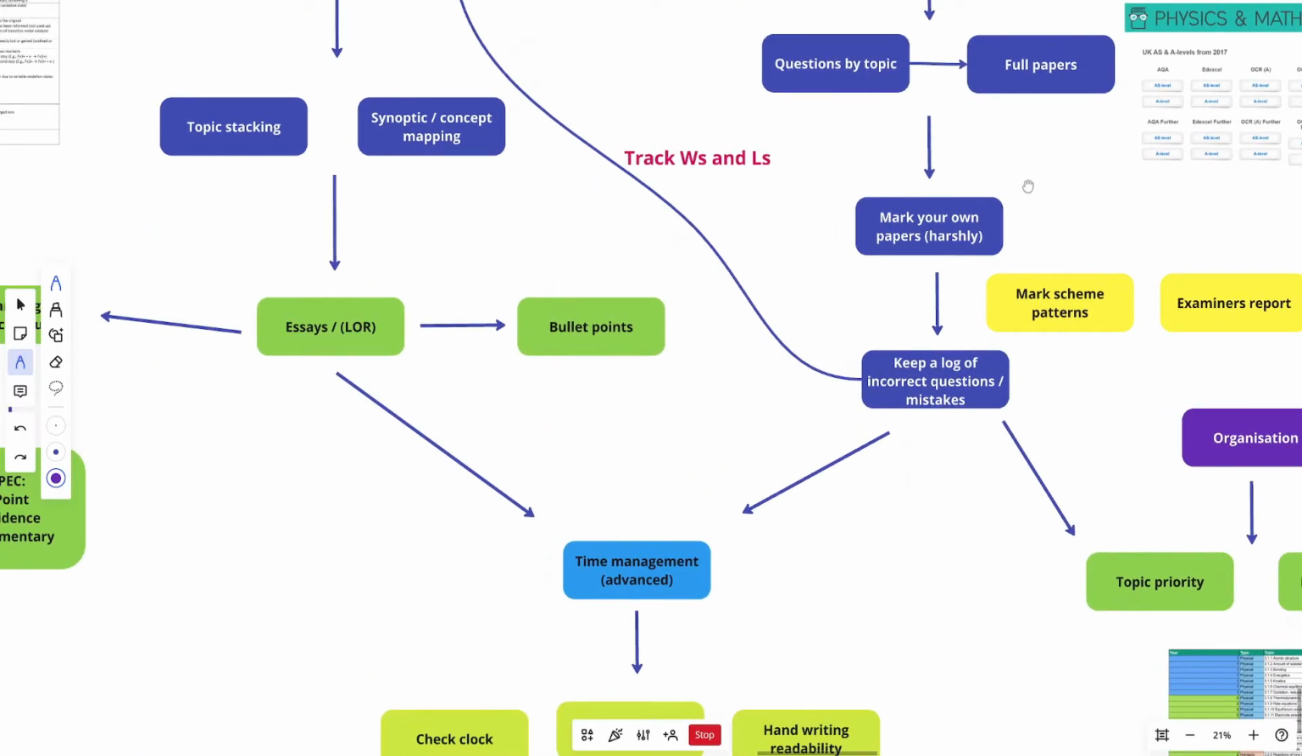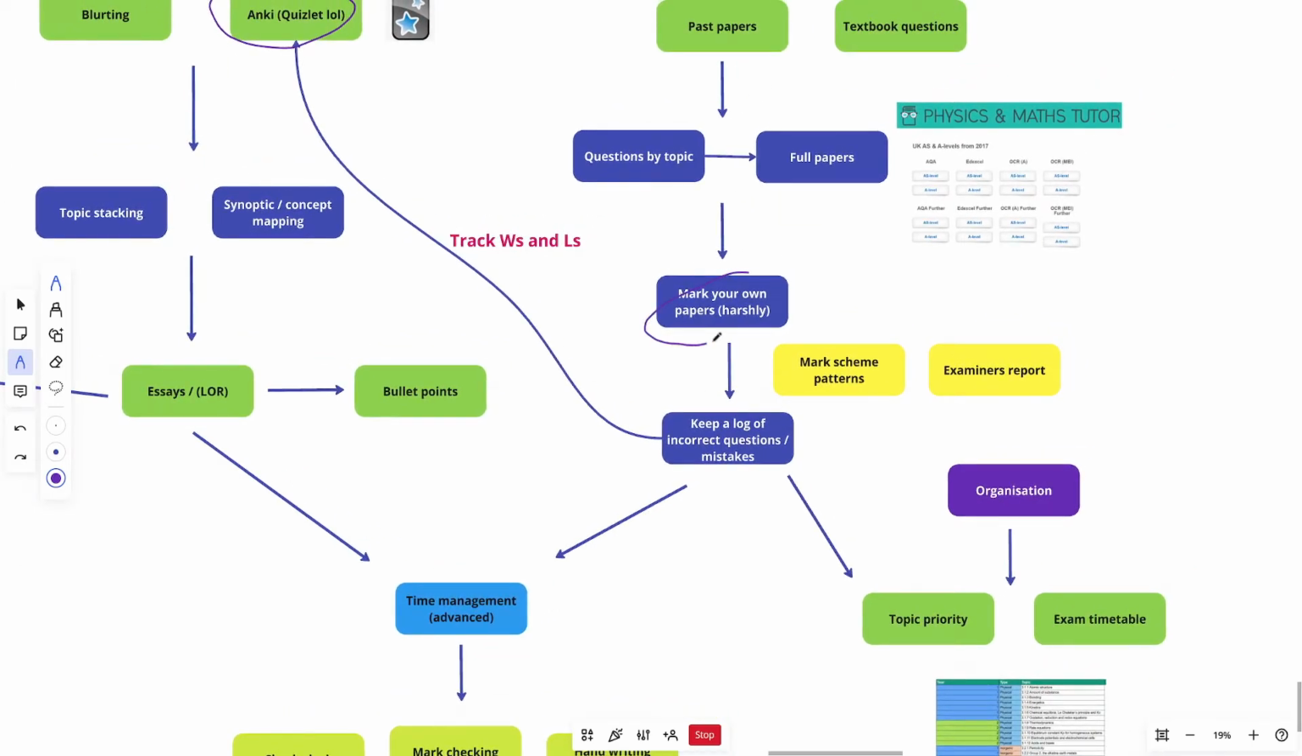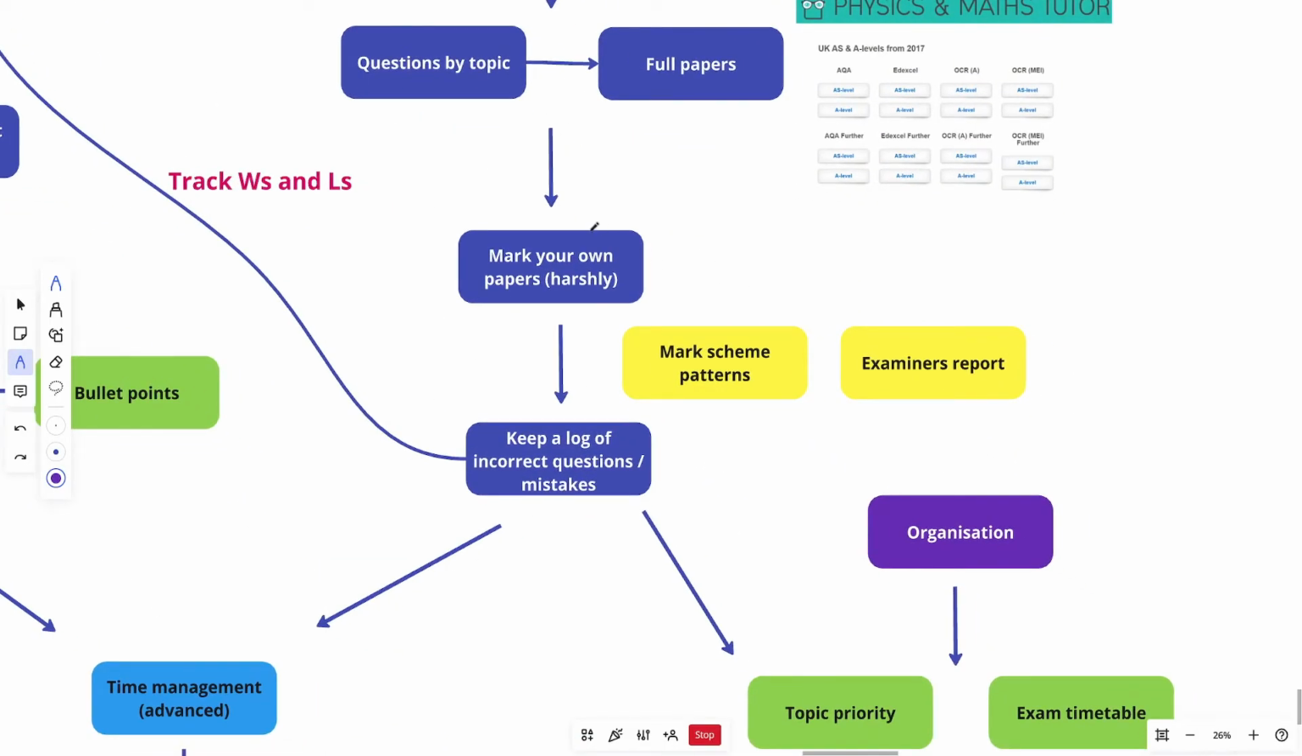From there, you want to mark your own papers as harshly as possible. Or if you can, send it to a tutor or your teacher. Teachers are a lifesaver for this one because they will often say yes. If they've got a student that's actually interested and says, Miss, Sir, can you please mark my work and give me some feedback, they're normally going to be able to do that. So if you can, do that.